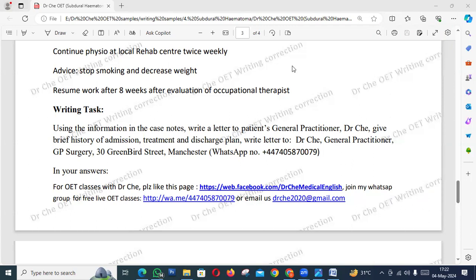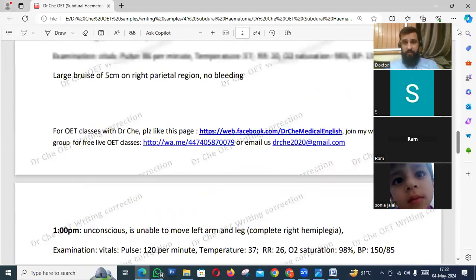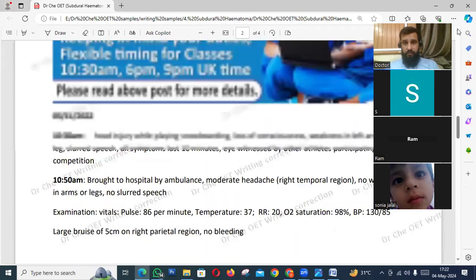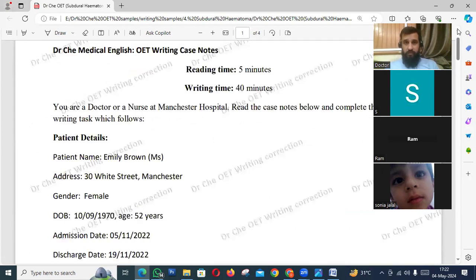What will you do after this? Read the letter. Read the case notes. But how will you read the case notes? Word by word? First, quickly scan them, especially the last part, the discharge plan, and what the admission was.